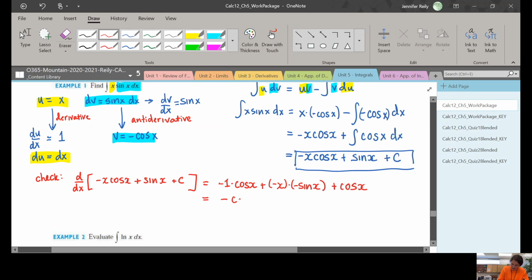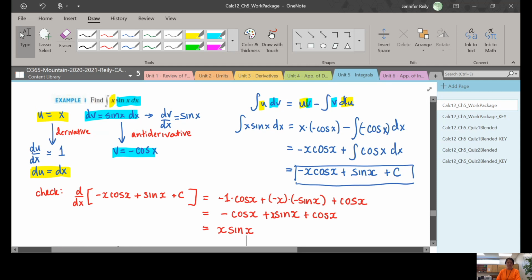Let's simplify. So I'll have negative cos x plus x sine x plus cos x. And the cos x's cancel each other out, so we get x sine x, which is exactly what we started with. So we did do it correctly.